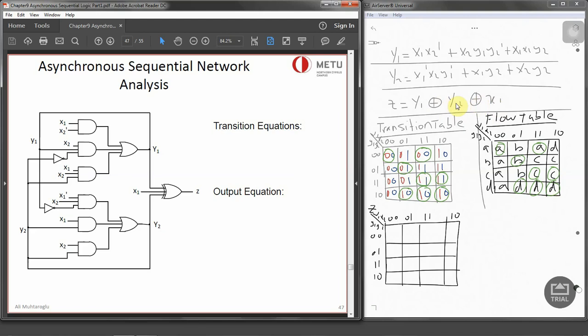So Y1 Y2 X1. The first one is 0. The second one is also 0 because there's no odd number of ones. Then X1 is 1, Y1 Y2 is 0, so that's going to be 1. Then X1 is 1, so that's going to be 1. Then Y2 is 1, so that will be 1. And then Y2 is 1, that will be 1.